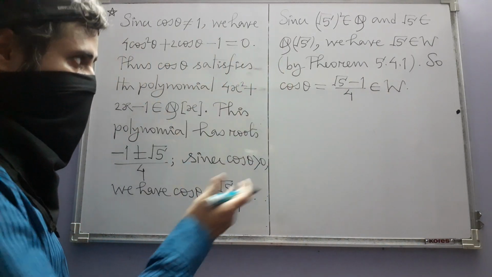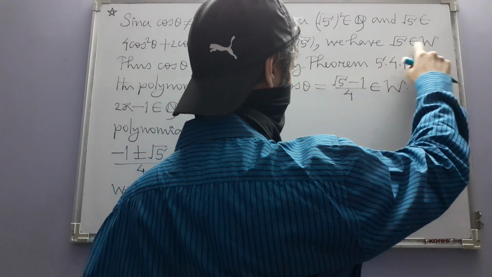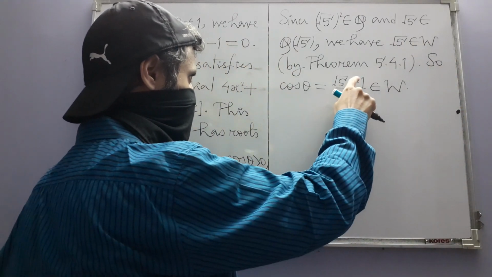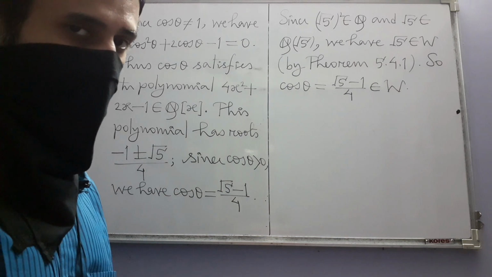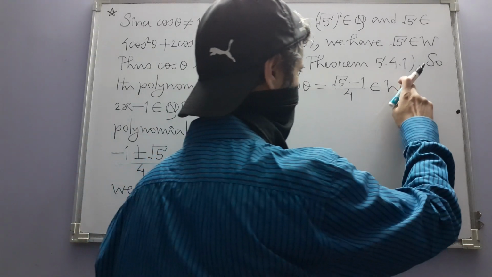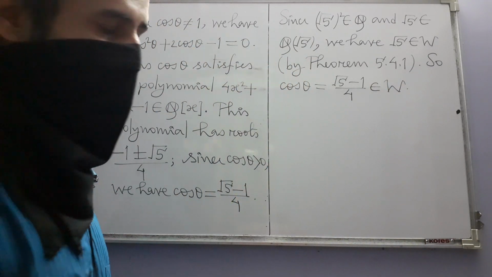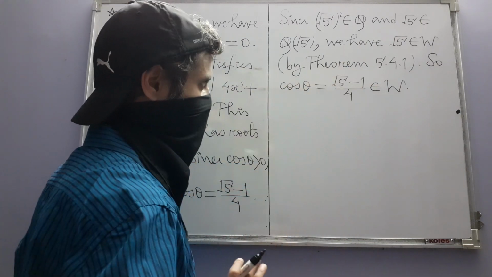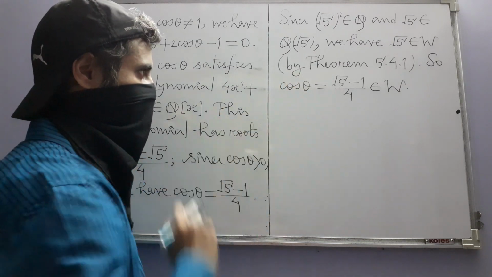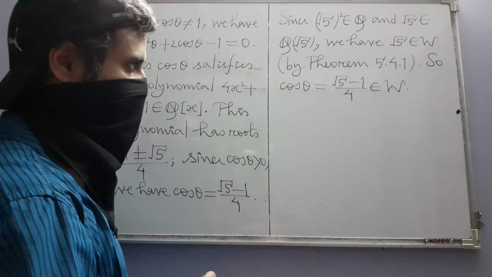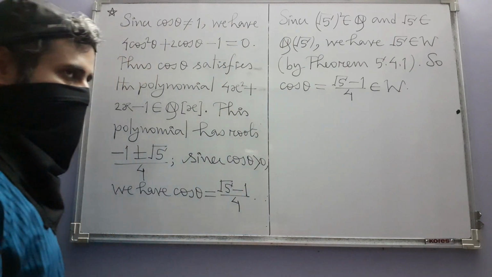Okay, and then where is this coming from now? Root 5 belongs to W. Minus 1, 4, these things also belong to W. Why? Because these are rational numbers. In fact, they are integers. And W being a subfield of the field of real numbers contains all the rational numbers in it. So that's why this expression also belongs to W. But that's what we have to show, because here theta is cos 2 pi over 5. That is constructible, so 2 pi over 5 is constructible, and that's why a regular pentagon is constructible.